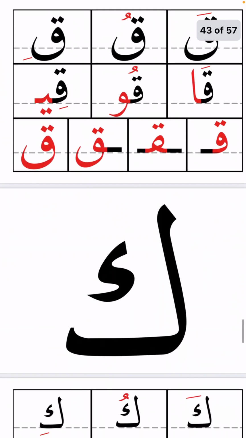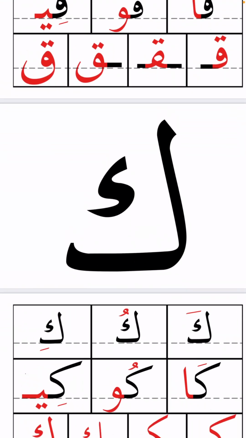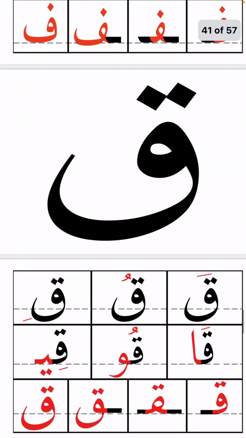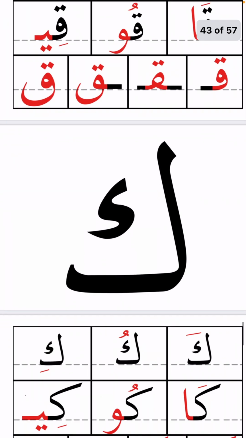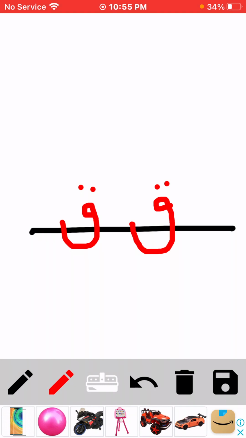I'm so happy. I'm so glad that I teach you. Look at this unique letter. This is the letter kaf. You know, this is qaf, heavy, but here is kaf, light. How do we write the letter kaf? Its sound is ka. It's so easy.